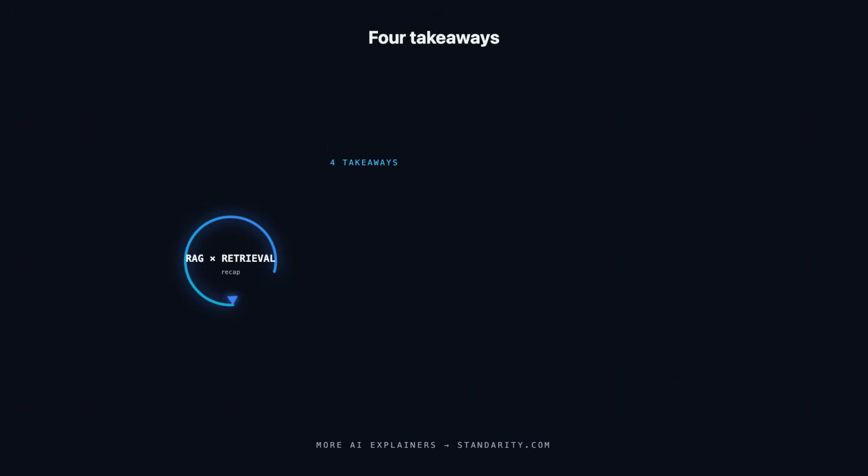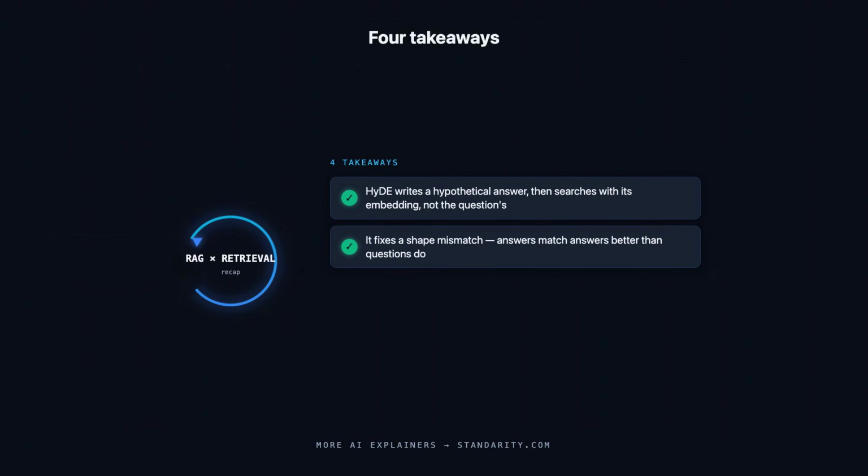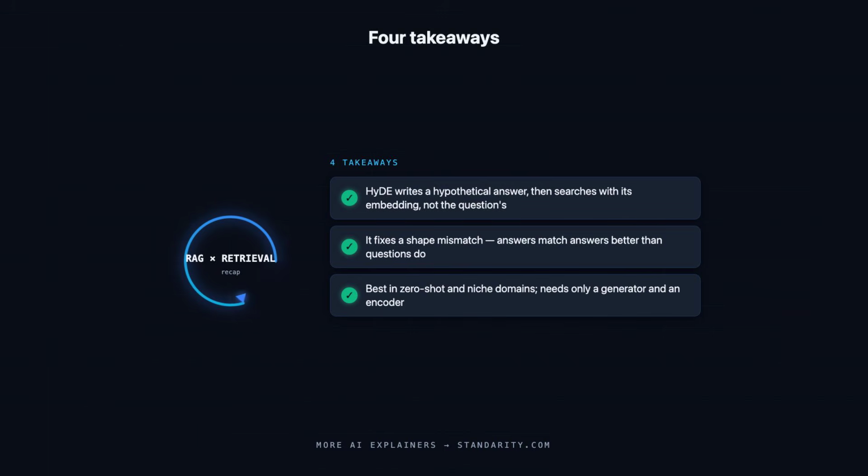Alright, let us pin down the essentials. HyDE has an LLM write a hypothetical answer to the query, then searches with that answer's embedding instead of the question's. The insight is a shape mismatch. Questions and answers look different in embedding space, so matching answer against answer often retrieves far better than matching question against answer. It helps most in zero-shot settings and niche domains because it needs no training data, only a generative model and an encoder working together.